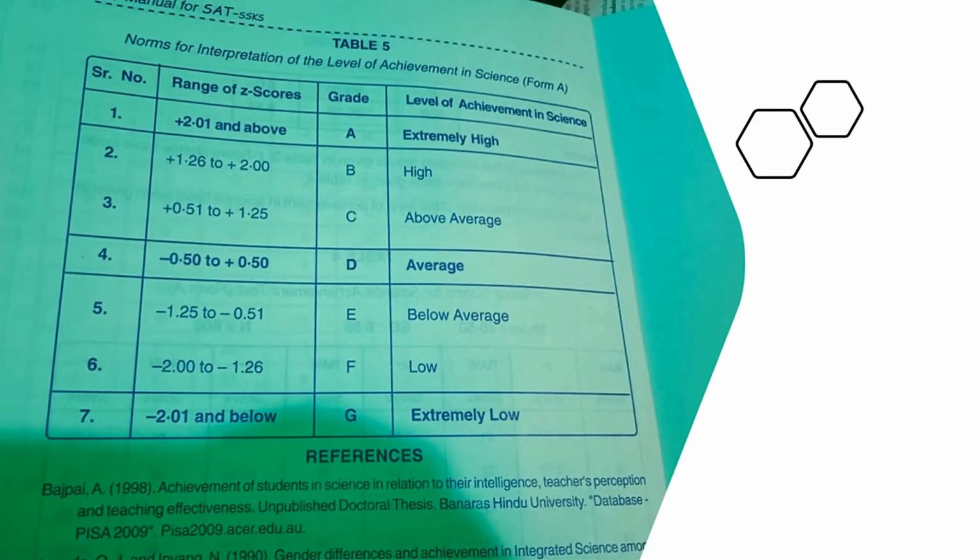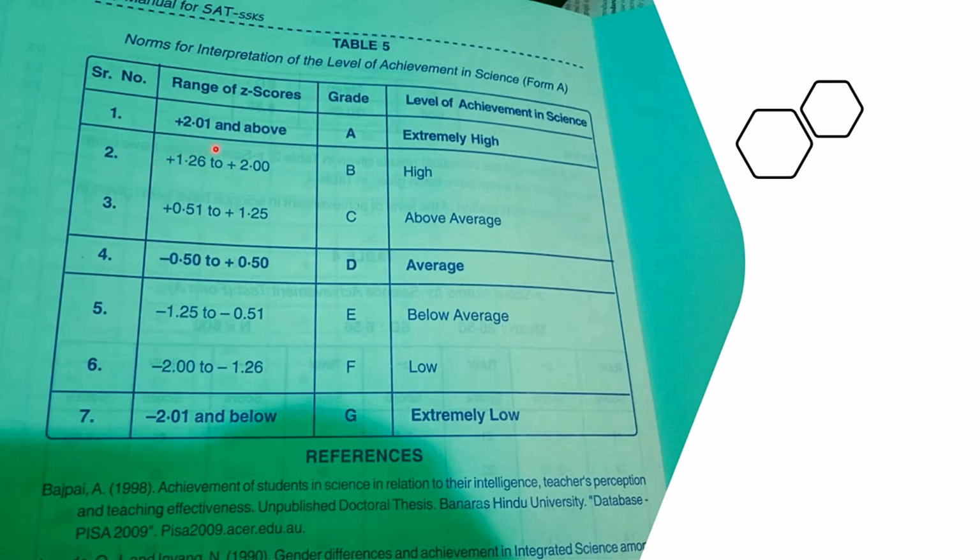This table, table number 5, gives norms for interpretation of level of achievement in science. After converting it into the derived score, we can also find out the level of achievement in different subjects. What is the level of the achievement? Is it high level or low level or is it average? So we also divided it into ranges. You can see here that the range has been given.